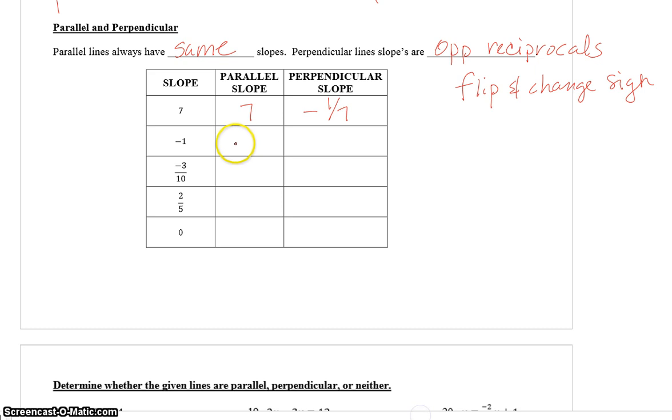-1, parallel to that would be -1. For perpendicular, change the sign to positive and flip it, but 1 over 1 stays 1 over 1, so it's just going to be +1. -3 over 10 stays -3 over 10 for parallel. Change the sign to positive and flip it for perpendicular. I would like for you to try the last two for tomorrow.